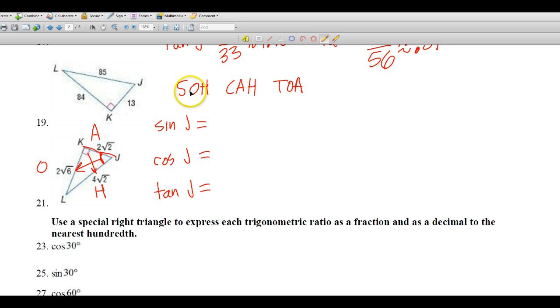So sine is opposite over hypotenuse. So 2 square root of 6 over 4 square root of 2. And 2 and 4 cancel, so that would be 1 over 2. And the square root of 2 and the square root of 6 reduce, so 2 goes into 6 3 times. So I'm just left with the square root of 3 over 2, which is approximately 0.87.